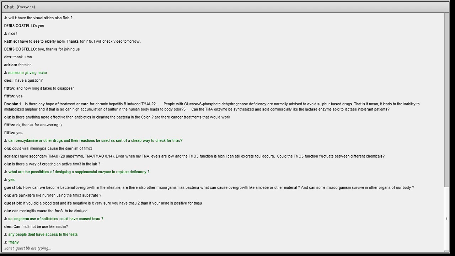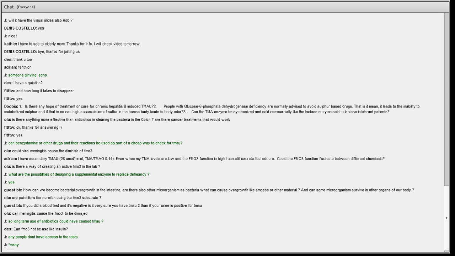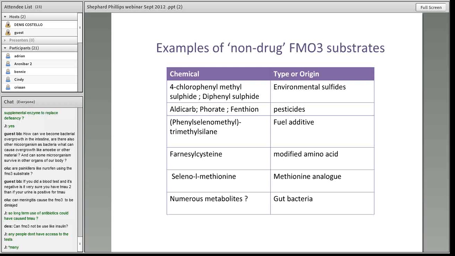But one of the questions I wanted to ask you, Dr. Shephard, about the TMAU test is that many people who get the kit seem to have a difficult time taking the choline load. I wish there would be another way we could test for TMAU that would not require such a strong choline load, because the symptoms then will linger forever. Do you have any suggestions?